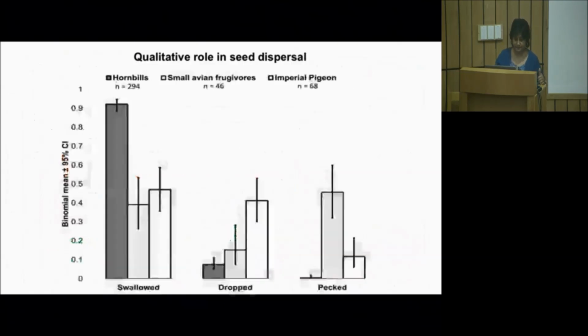So what we found is that hornbills mainly tend to swallow fruits. Compared to the other two frugivorous groups, avian frugivores and imperial pigeon, hornbills swallowed fruits much more than they either dropped or pecked, whereas the other frugivores tended to drop them while foraging or pecked at them.